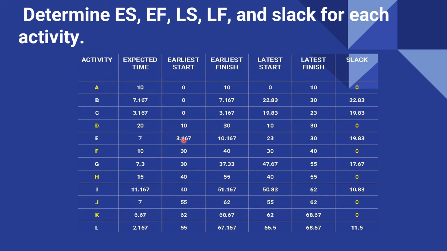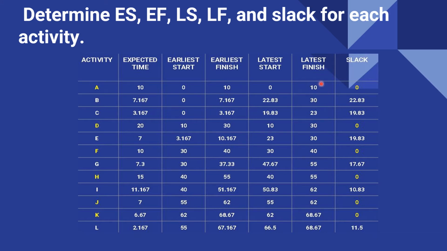Okay, so for E, its immediate predecessor is C. So the earliest finish of C, 3.167, will be the earliest start of E, 3.167, plus its expected time of 7, so its earliest finish is 10.167. Okay, so on and so forth.